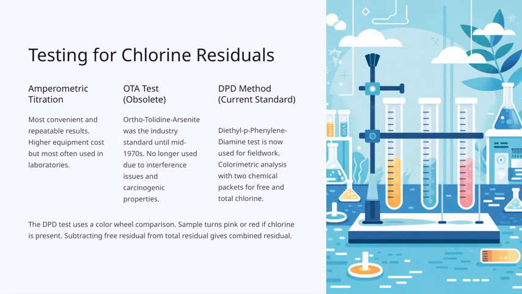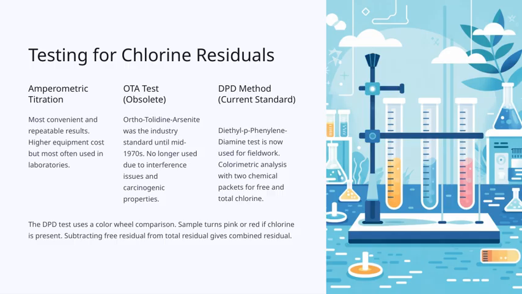Today, I'll be talking about testing for chlorine residuals, which is essential for ensuring water safety and quality. One of the most convenient and repeatable methods we use is amperometric titration. Although it involves higher equipment costs, it's the most common in laboratory settings because of its accuracy and reliability. Next, I want to mention the OTA test, or orthotolidine arsenite. This was once the industry standard until the mid-1970s. However, it's no longer in use today because of interference issues and the fact that arsenite is carcinogenic, making it unsafe and less reliable.